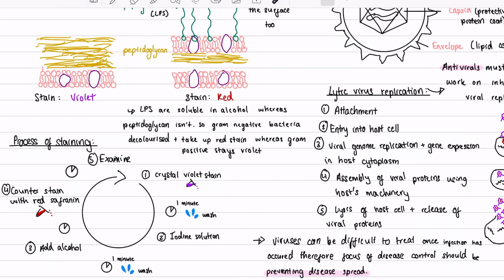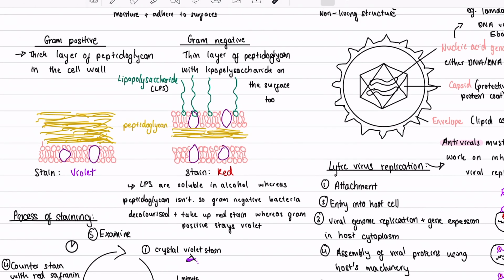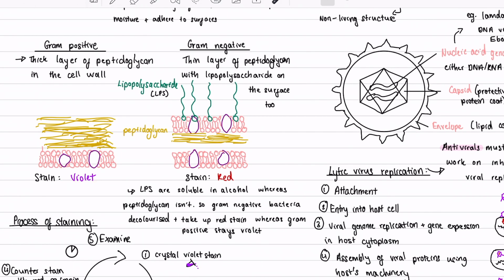In the staining process, first a violet stain is applied and then washed, and an iodine solution is applied and washed again before alcohol is added. The final step is using a counter red stain. Gram-positive bacteria will stay violet due to the thick peptidoglycan cell wall, whereas gram-negative bacteria will stain red.